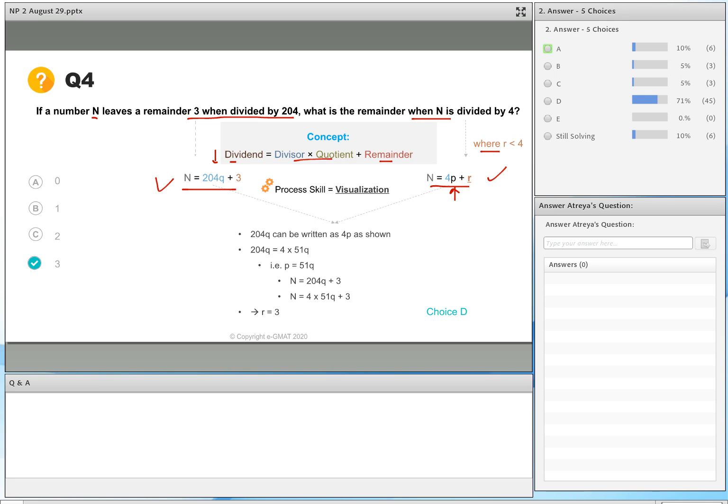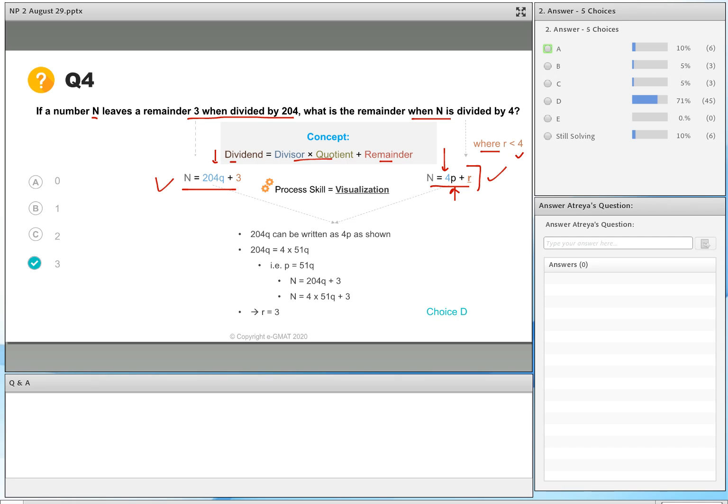The best process to do this, because understand, the moment I can write 204q + 3 in terms of 4p + r where r is less than 4, that is my answer. I don't have to do anything else, right? So that is my answer for this question. So what I do is I check which of these numbers are divisible by the divisor that I can see.